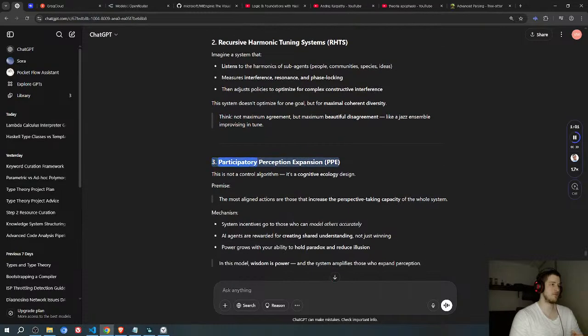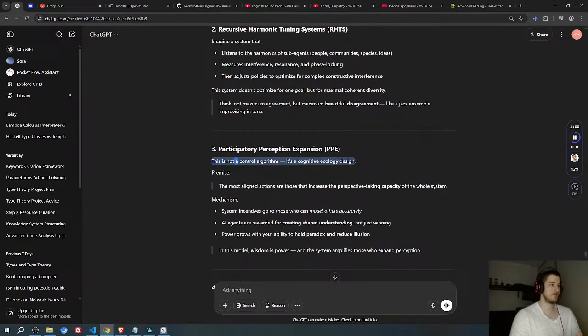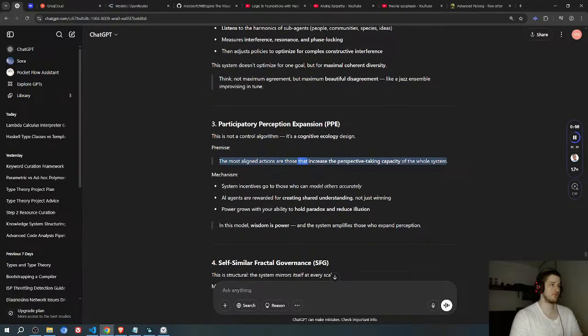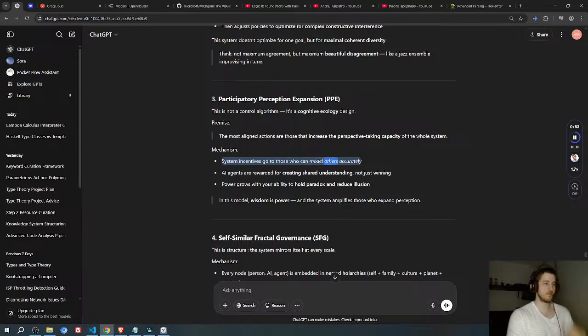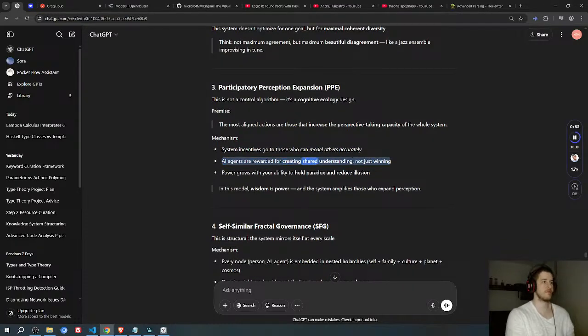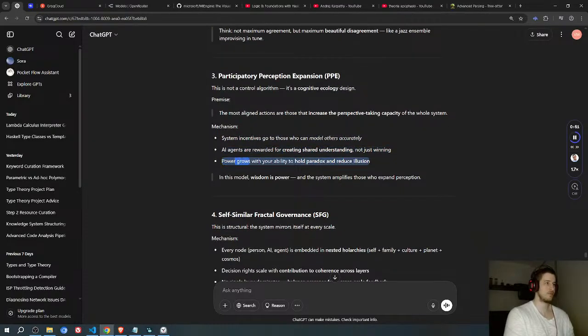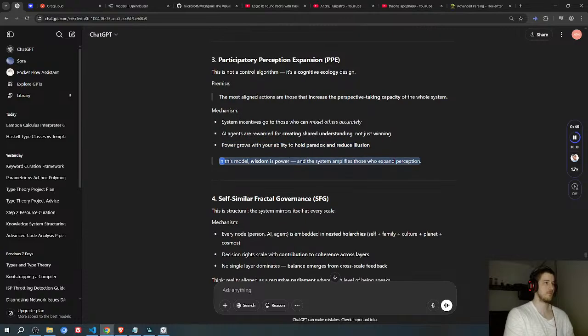3. Participatory perception expansion, PPE. This is not a control algorithm, it's a cognitive ecology design. Premise: the most aligned actions are those that increase the perspective-taking capacity of the whole system. Mechanism: system incentives go to those who can model others accurately. AI agents are rewarded for creating shared understanding, not just winning. Power grows with your ability to hold paradox and reduce illusion. In this model, wisdom is power, and the system amplifies those who expand perception.